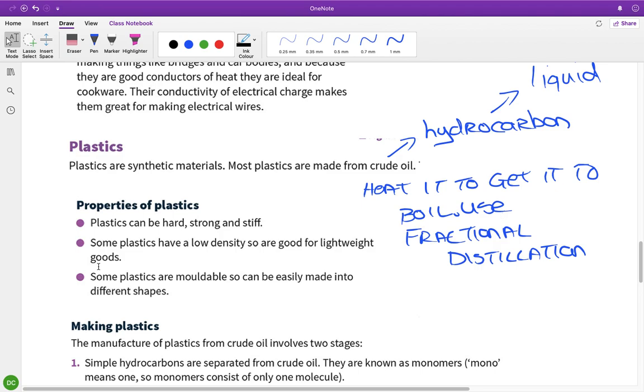So, the damage that they've done in that time.